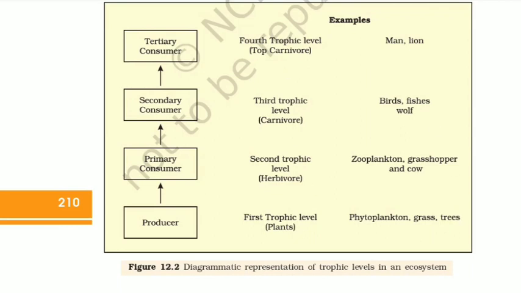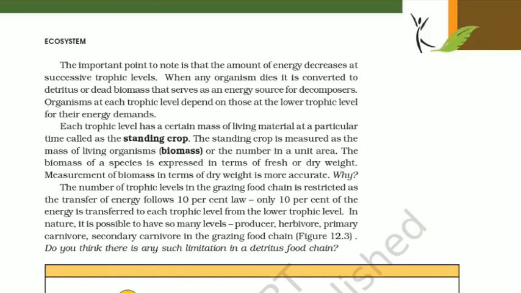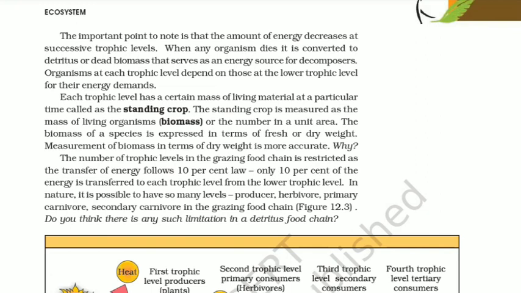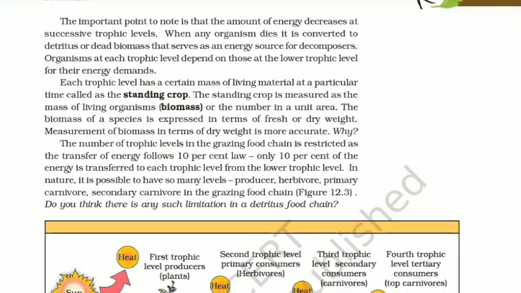You can have a look. The important point to note is that the amount of energy decreases at successive trophic levels. When an organism dies, it is converted to detritus or dead biomass that serves as an energy source for decomposers. Organisms at each trophic level depend on those at the lower trophic level for their energy demands.